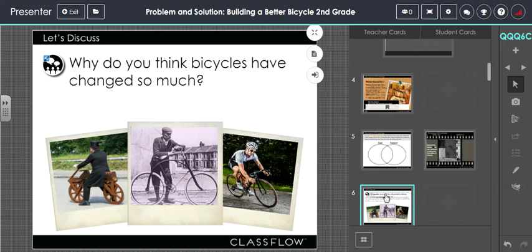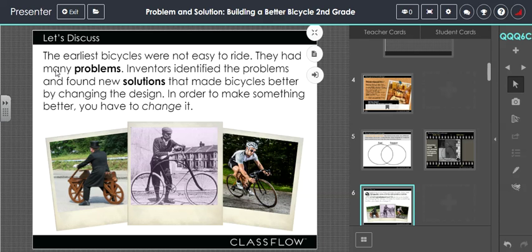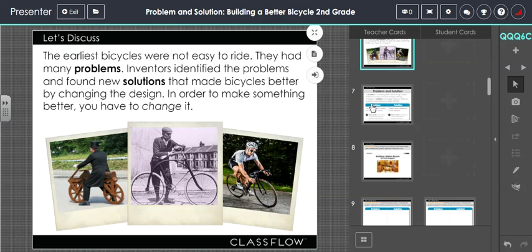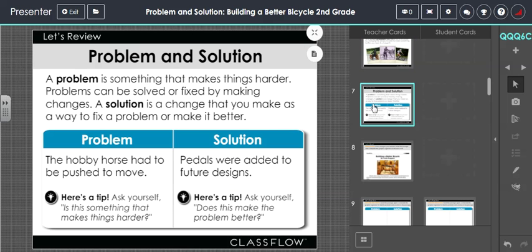The next card is the discussion. Why do you think bicycles have changed so much? And if you click the little discussion icon, it brings up the answers. This can introduce the ideas of problem and solution, and on the next card we dive deeper into that. So here we have the definition of problem and solution, some examples, and some tips for how to identify them and differentiate between the two.